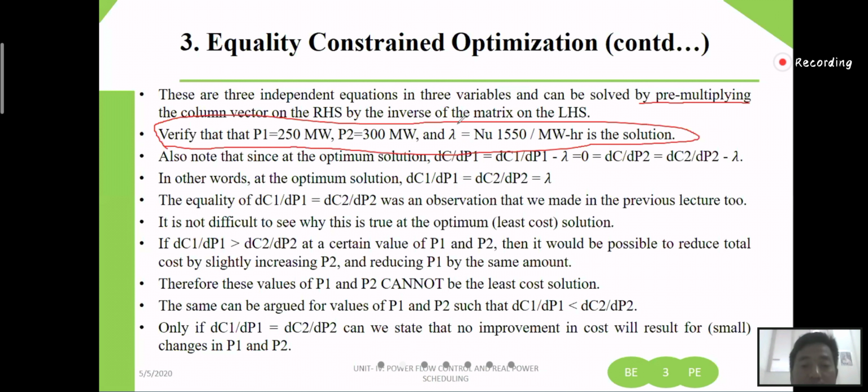And then when it fulfills the equality constraint and the total load demand, the cost comes out to be this much. Okay, just now don't worry about the cost. You may think that 1550 per megawatt hour is very high, but just for simple understanding purposes, we are carrying it out. Others, you try to see that. So that's about the equality constraint optimization.